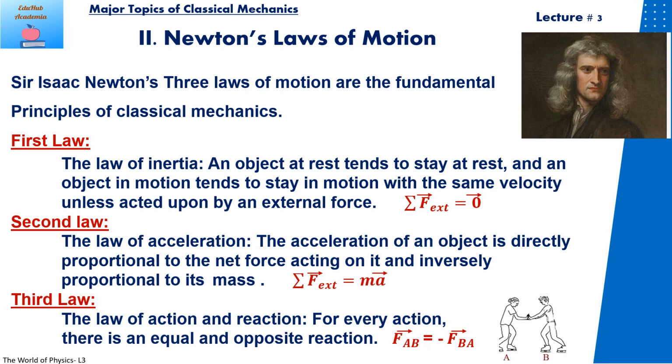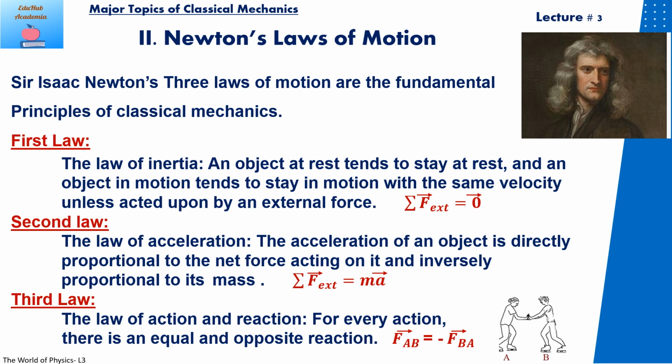Second law, which is the law of acceleration, it states that the acceleration of an object is directly proportional to the net force acting on it, inversely proportional to its mass. What does that mean? It means more force acting on an object, more acceleration. More mass on an object, less acceleration. Again, mathematically, it's the sum of forces, external forces of course, acting on an object equals the product of its mass times its acceleration with a vector notation.